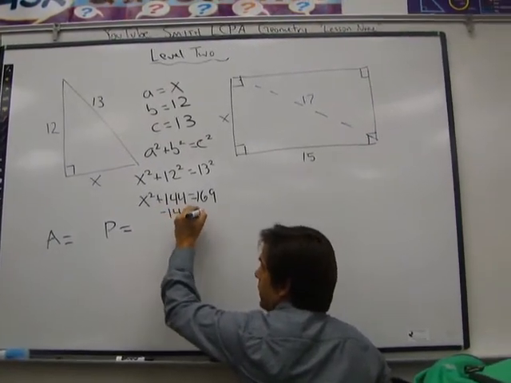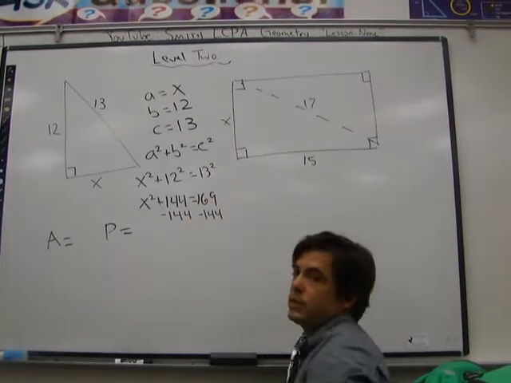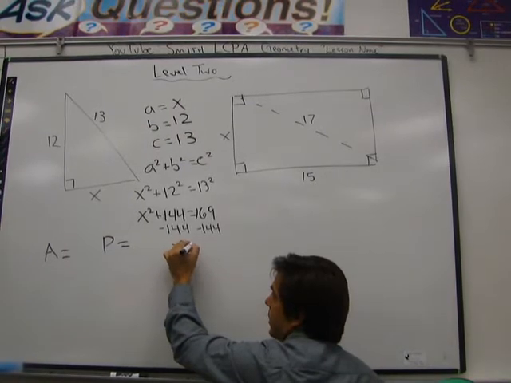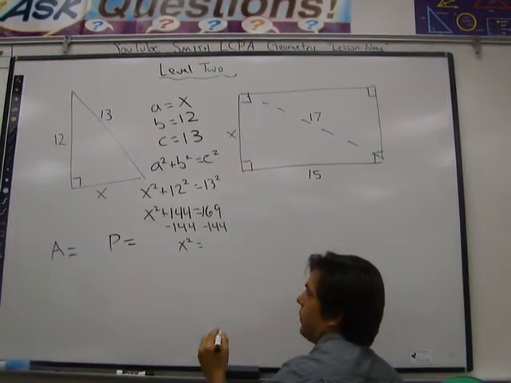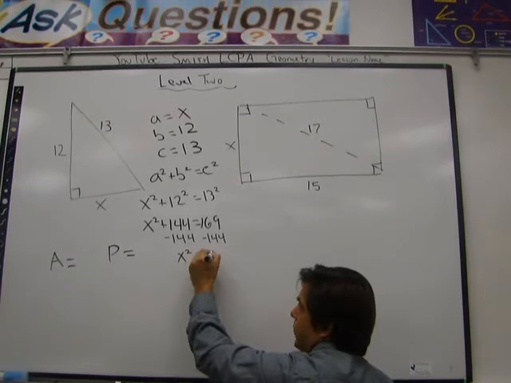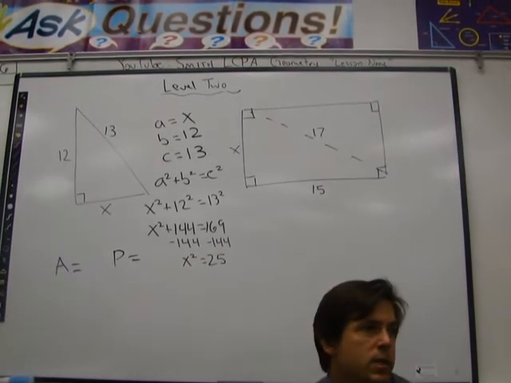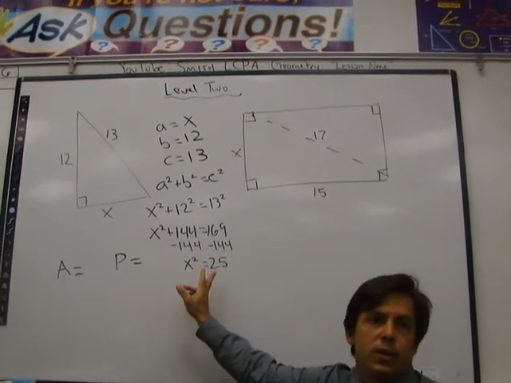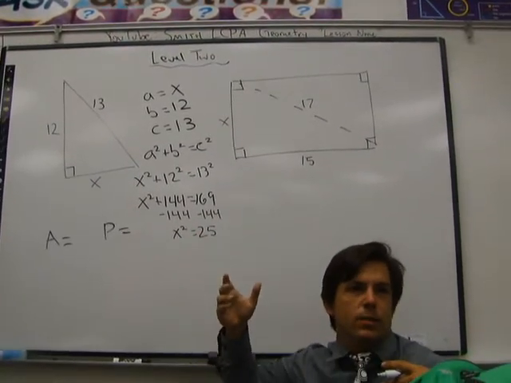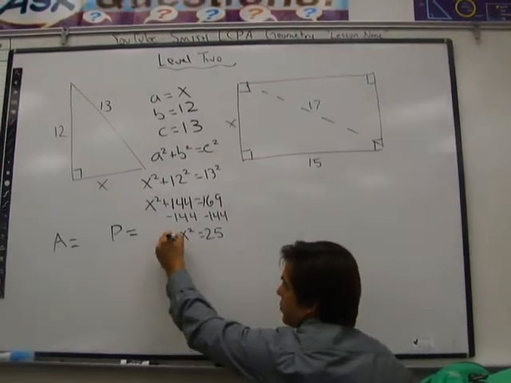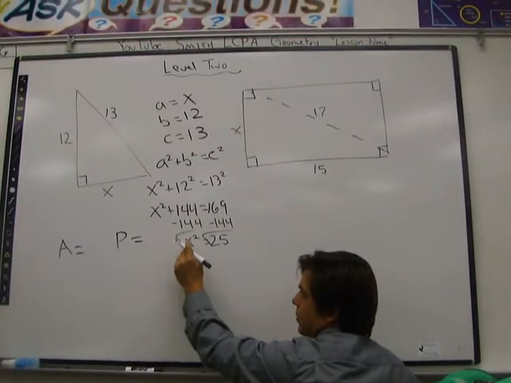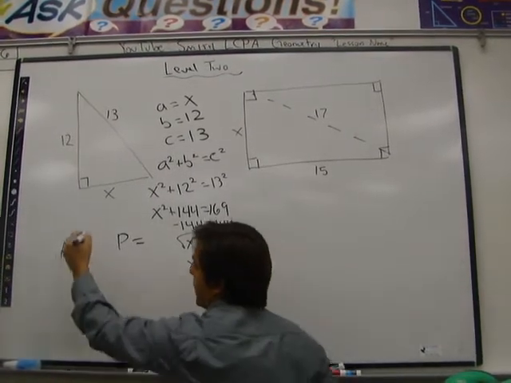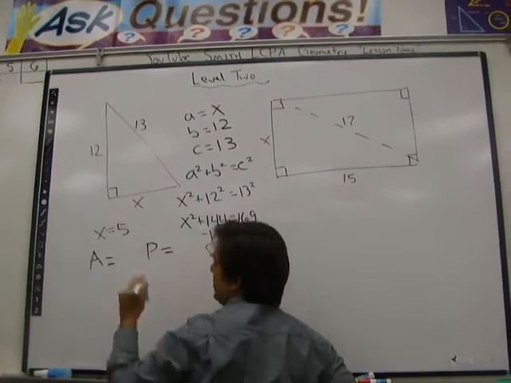It's basically solving a two-step linear equation. So that leaves us x squared equals, what is 169 minus 144? 25. Did I lose anybody here? No? Okay, if x squared equals 25, then what is x going to be? 5, because it's the square root of 25. The square root of x squared is x. Square root of 25 is 5. So x equals 5.